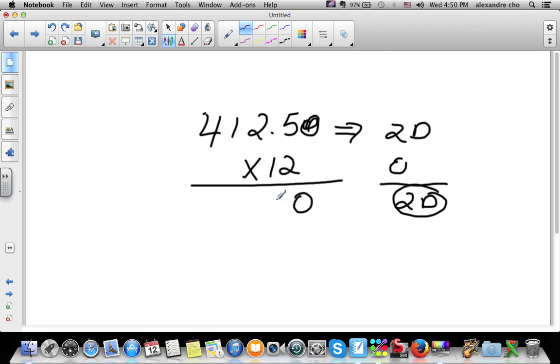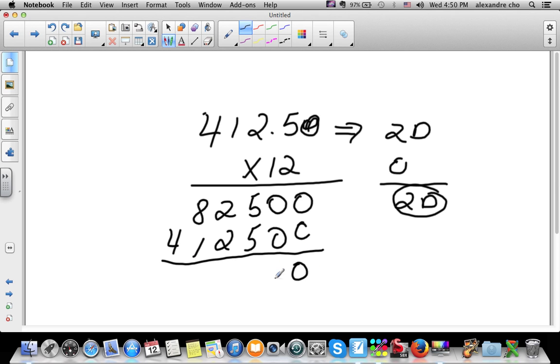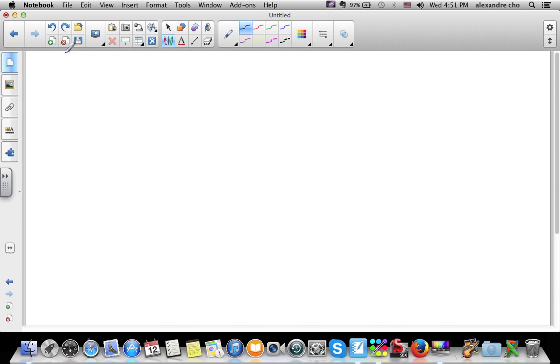2 times 0 is 0, 10, 5, 2 and 8. Add a 0 before you start the next line, and 1 times 0 is 0, 5, 2, 1, 4. And let's see how much he pays a year. 0, 0, 10, carry the 1, 5, 9, 4, 9, 5. Well, our answer has to have 2 decimal places, so I'm going to put my decimal right here, which makes our number $4,950.